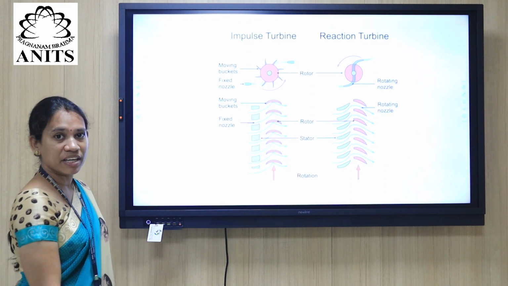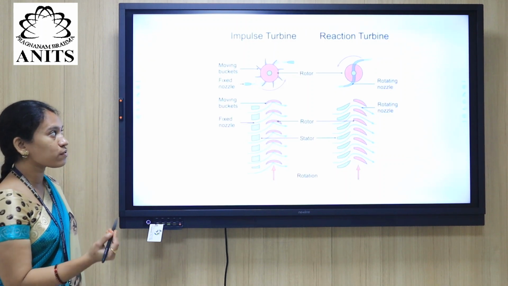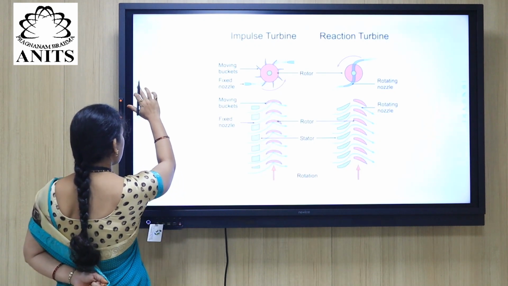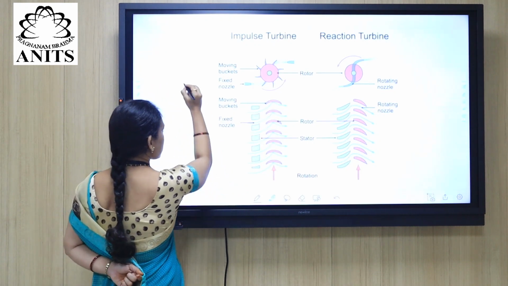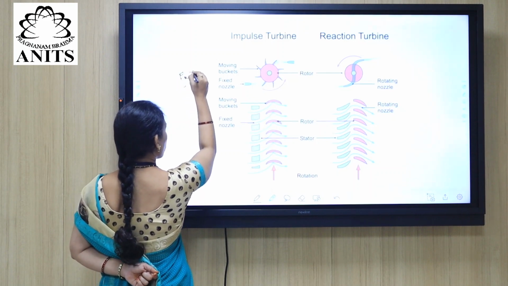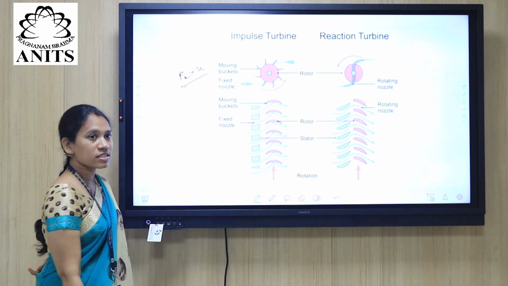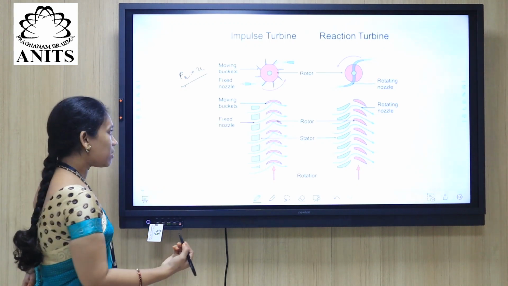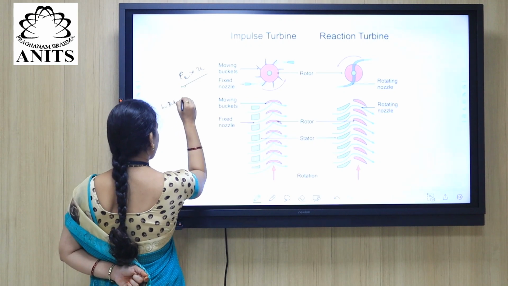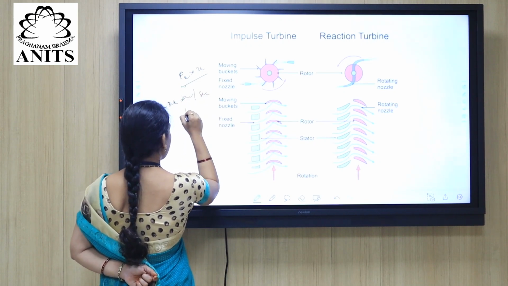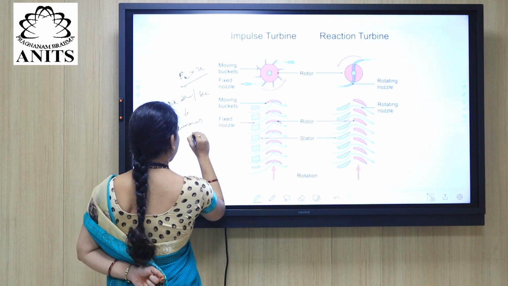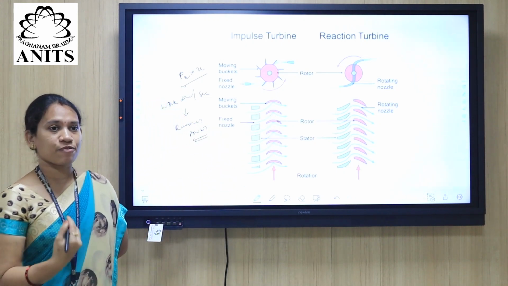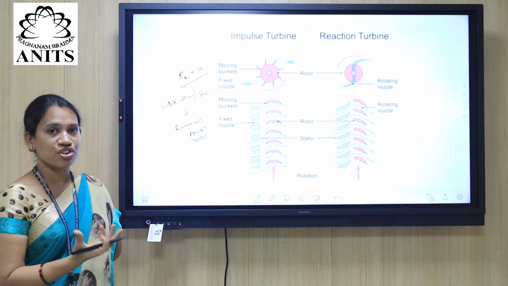Whatever the runner power will be, whatever the work done per second because of this movement, we know that work done equals the force exerted in that direction multiplied by velocity. Force exerted in that direction, that means whether it is the x direction or the radial direction, anything. So force exerted in that direction multiplied by the velocity of the vane is referred to as the work done per second, and that work done per second is known as runner power. Work done per unit time is referred to as runner power. This runner power is further used to calculate the shaft power also.